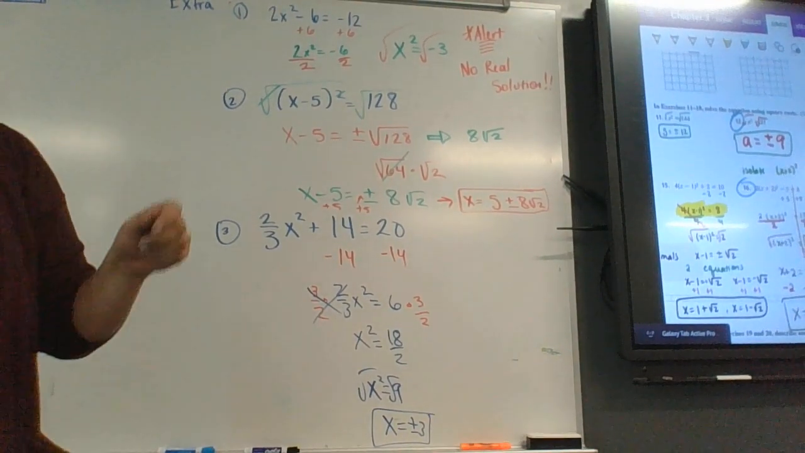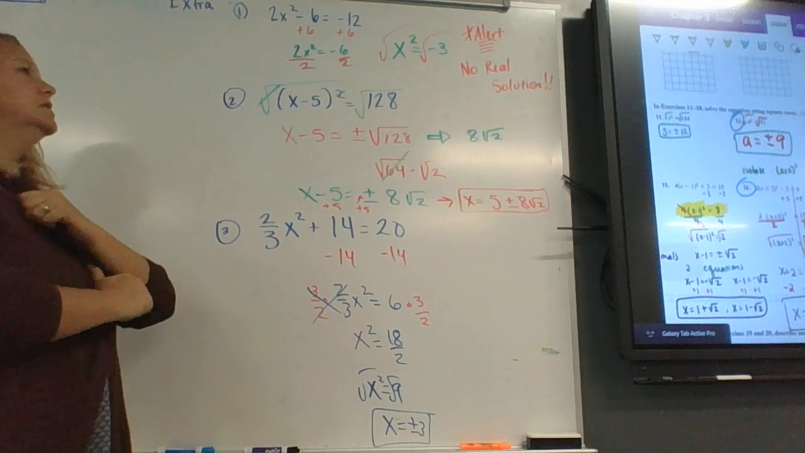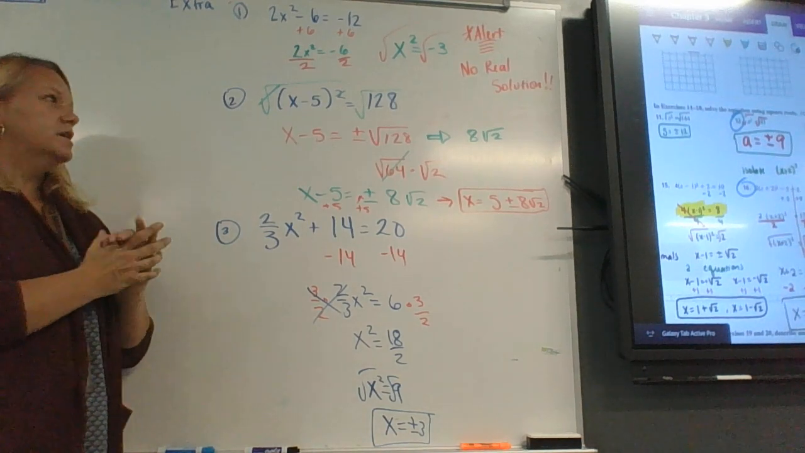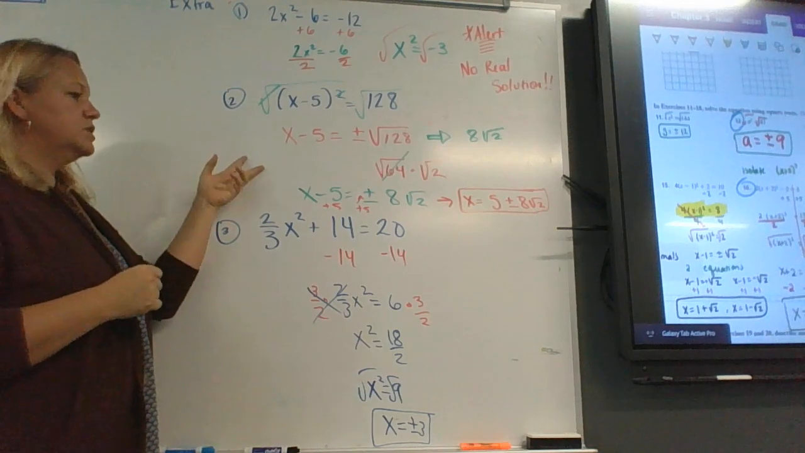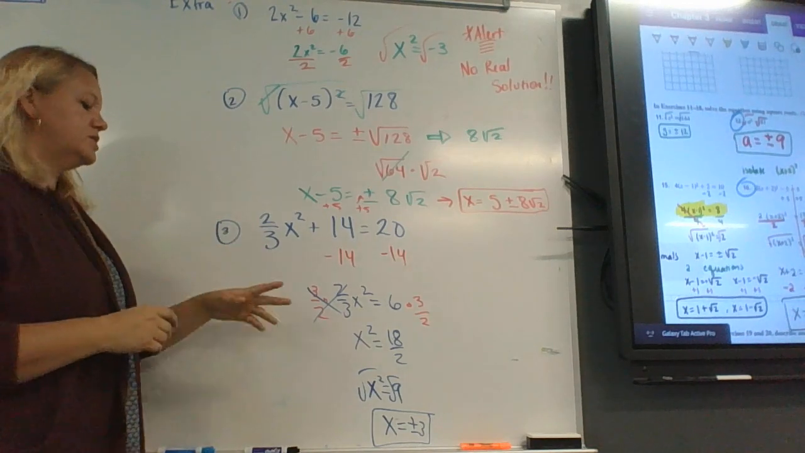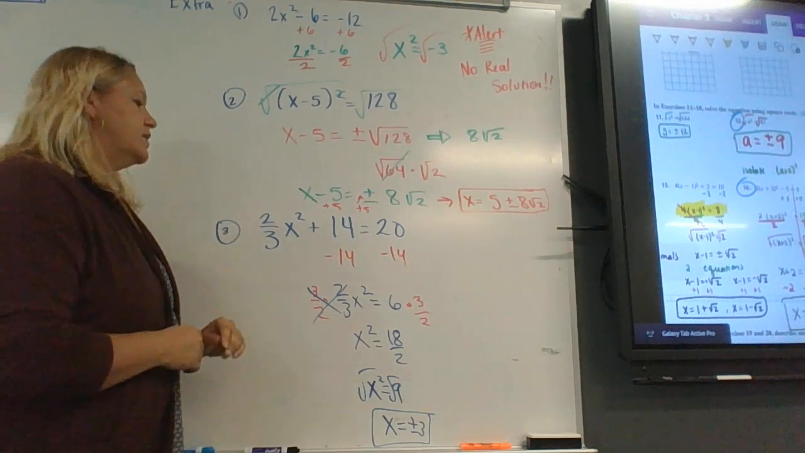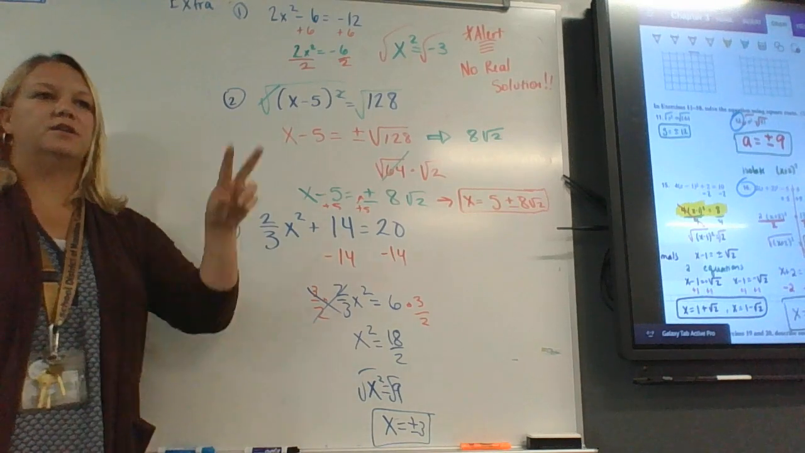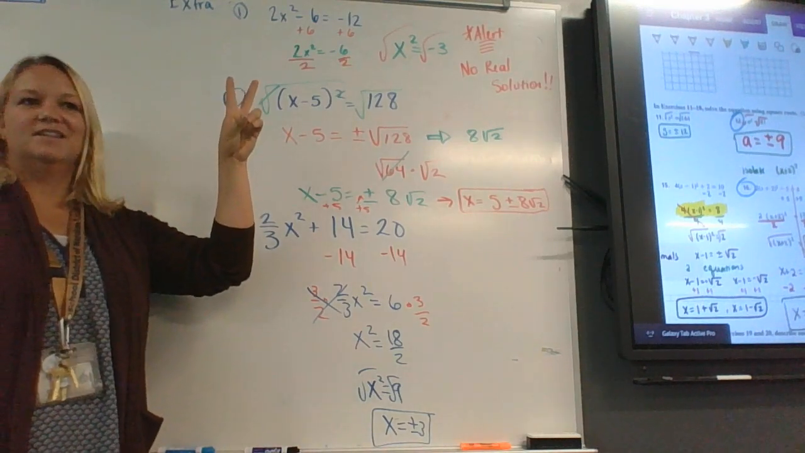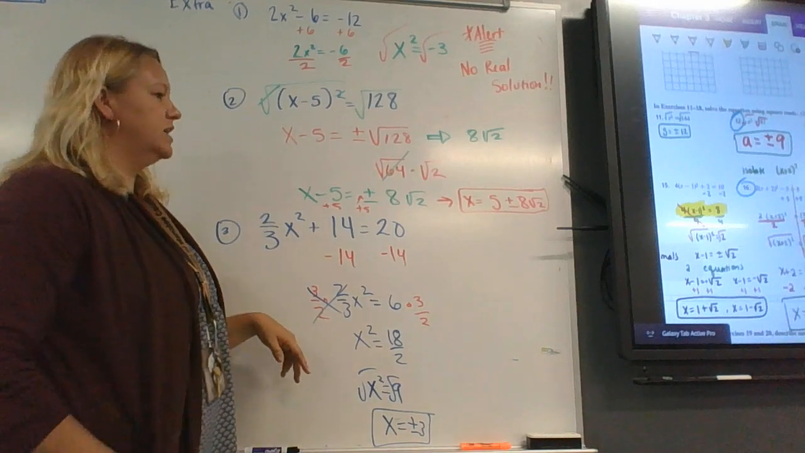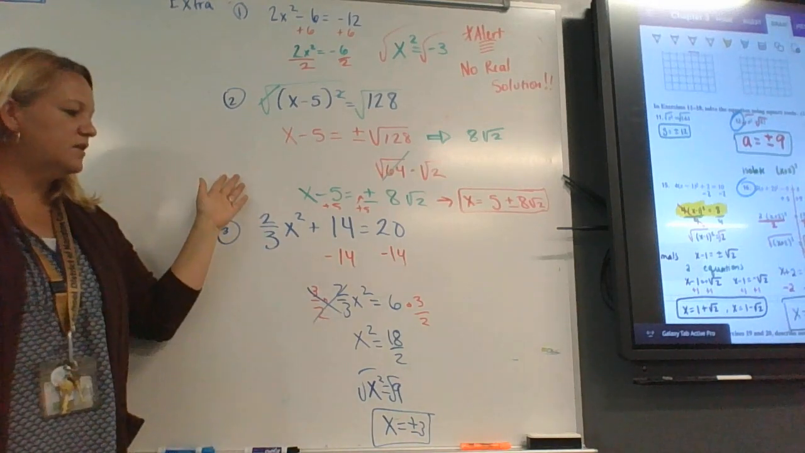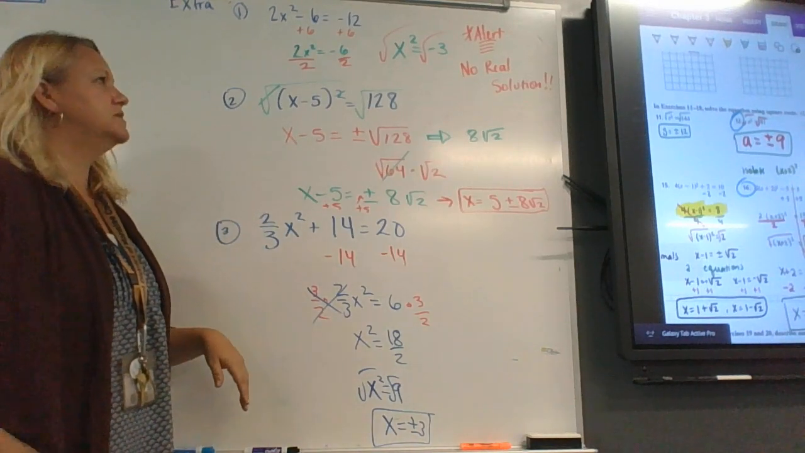So, let's see your opinion. Hold up fingers. 1, if you think number 1's the hardest, most difficult question. 2, if you think that's the most difficult question. 3, if you think number 3 is the most difficult question. Ready to go? 2s and 3s across the board. Good. I agree. I think 2 is the most difficult. 3 has a fraction, which is difficult.